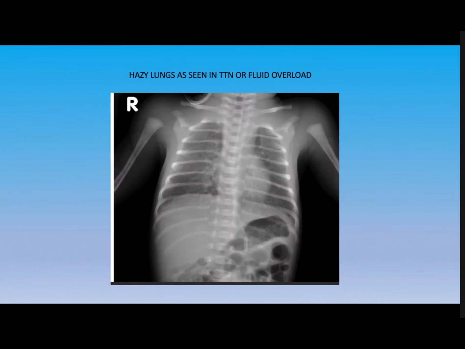Here's an example of hazy lungs. Hazy lung is seen with transient tachypnea of the newborn, or if the baby's fluid overloaded. You can see there's just global grayness of the lungs. It's not as black. The heart borders aren't as crisp. And you can see around the middle of the field there by the vertebral column, there's just some streakiness. Those are the blood vessels you're seeing. It's because the baby is fluid overloaded. This baby needs some Lasix.